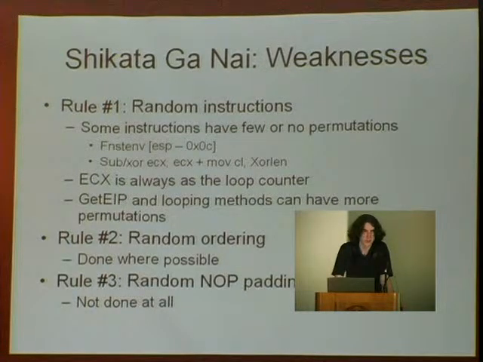The other thing is that ECX is always used as the loop counter during the decoder loop, and the get EIP and looping methods can have more possible permutations. For example, they always use the loop instruction to loop, and they always use the FPU FNSTN instruction to get EIP. There are more possible permutations of this than just that. The weaknesses in rule number 2, random ordering of instructions: there are none. It's done where possible and it's done properly. The weaknesses in rule number 3, random NOP padding being added in: well, random NOP padding is actually not added in anywhere. Rule number 3 is totally ignored by this encoder.